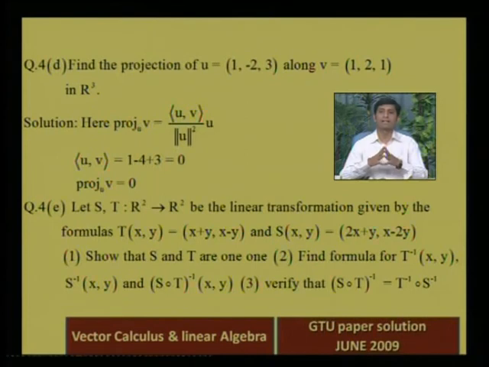So in this one question we need to check three things, right. First of all we want to prove that S and T are one-to-one. Then next we find the formulas for T inverse (x, y), S inverse (x, y) and (S∘T) inverse (x, y), that is the composition of S and T, and then we want to find the inverse of that composition. And also we want to verify the inverse of the composition of these two transformations.